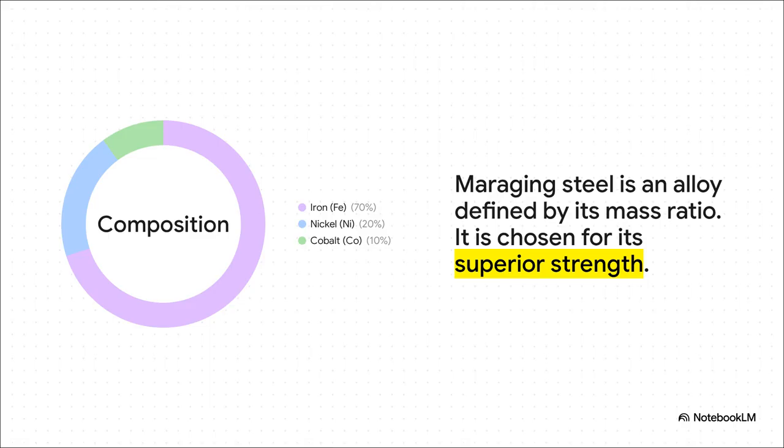This stuff is an incredibly strong alloy that's used in all sorts of high-performance applications. And its amazing strength? That's no accident. It is the direct result of a very specific recipe. You can see it's a super precise mix of iron, nickel, and cobalt. And if you change that recipe even a tiny bit, you completely lose the properties that make it so special.